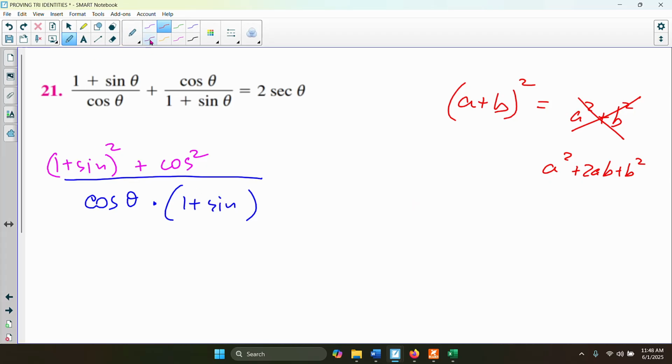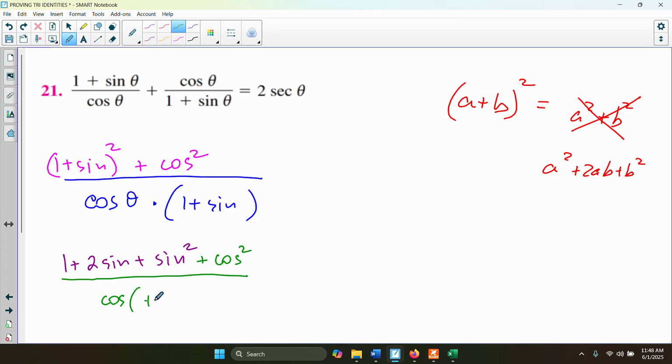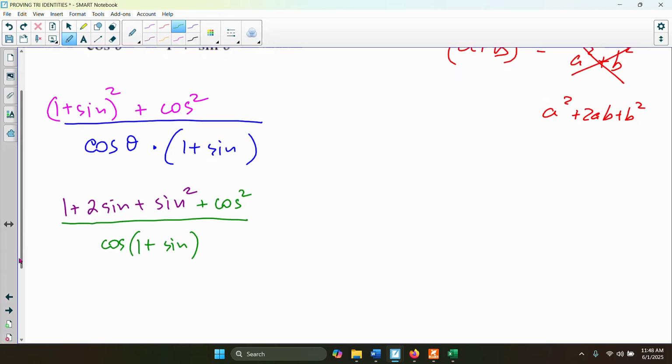So over here, I can do this pretty quickly. This is going to be 1 plus 2 times sine plus sine squared. Okay. And remember, I still have a what? Plus cosine squared from here. Now here, I don't want to distribute. I absolutely don't want to distribute because I have a feeling I'm looking to cancel stuff. So I'm going to leave it in factored form, cosine times 1 plus sine. Okay, that's just that. Okay, let's keep rolling.